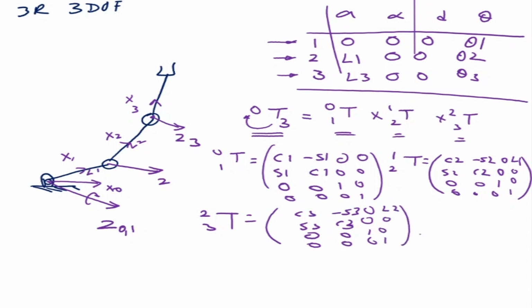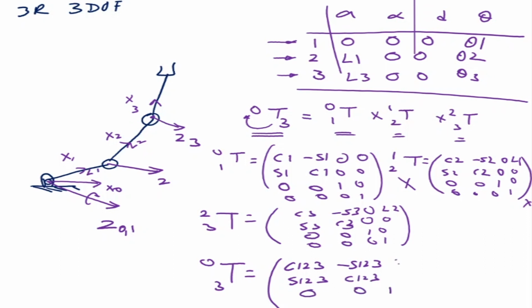Now when I multiply them all out, this matrix T03 will be equal to cos θ123, minus sin θ123, sin θ123, cos θ123, 0, 0, 1, 0, 0. This is L1 cos θ1 plus L2 cos θ12.